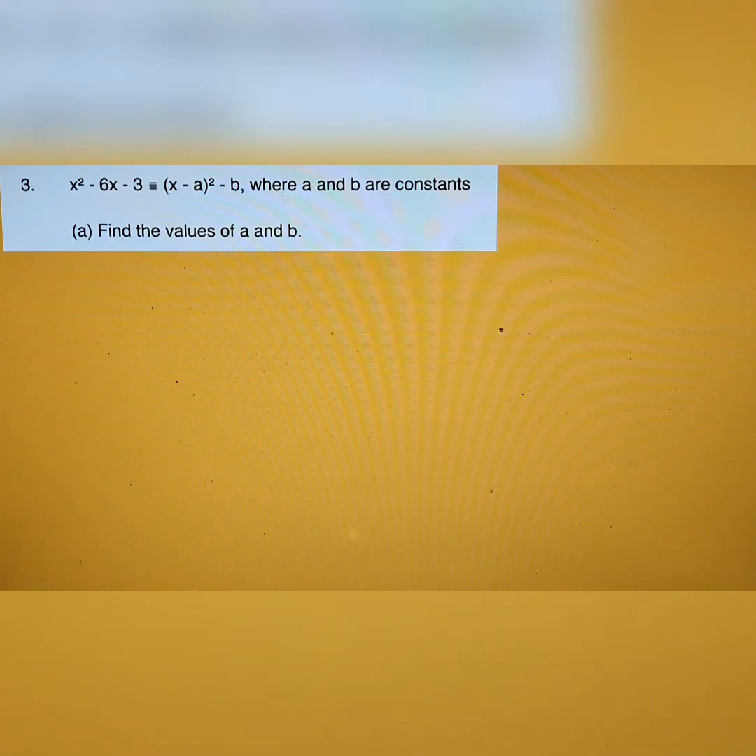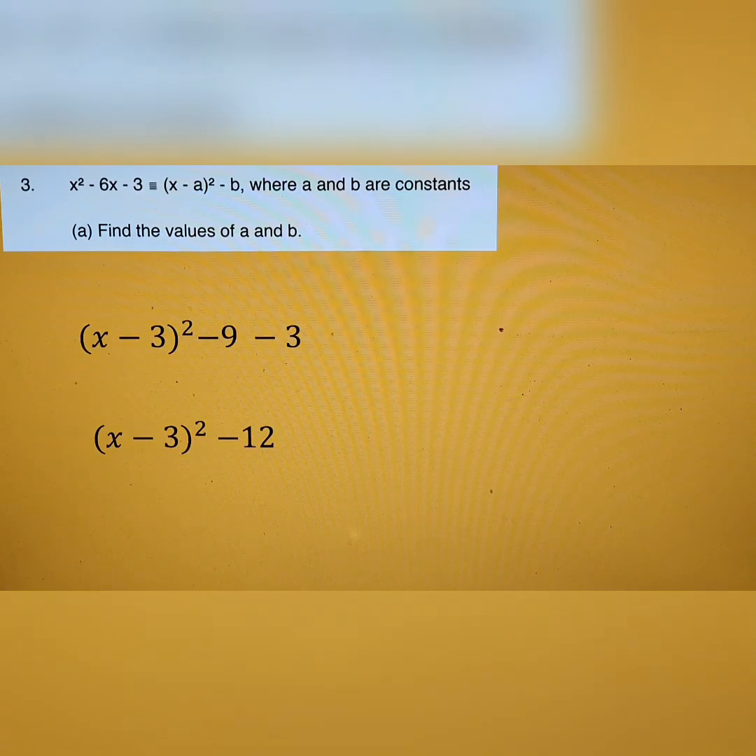Look at minus 6x, which is the second term, and you're going to divide that by 2 to give you your bracket form, x minus 3. X minus 3 squared. Minus 3 squared is 9, which you don't want, so you're going to take away 9 and then bring down the minus 3. Then the next step would be to simplify. Minus 9 minus 3, which is minus 12.